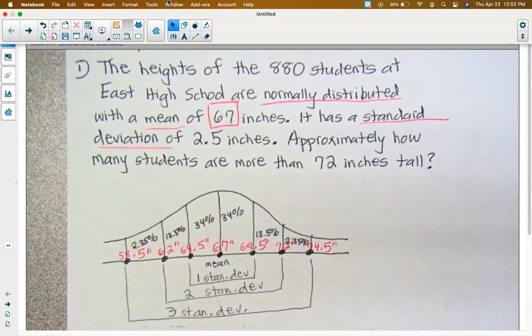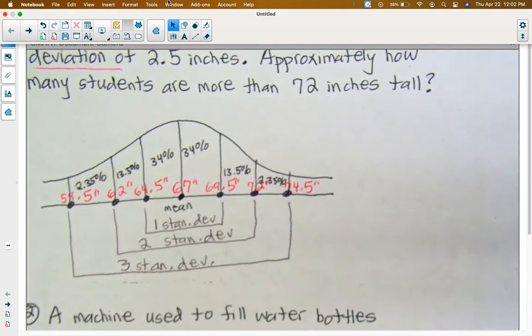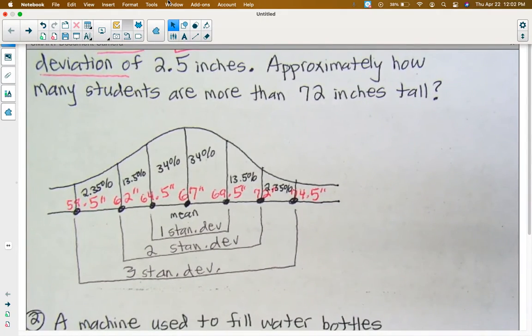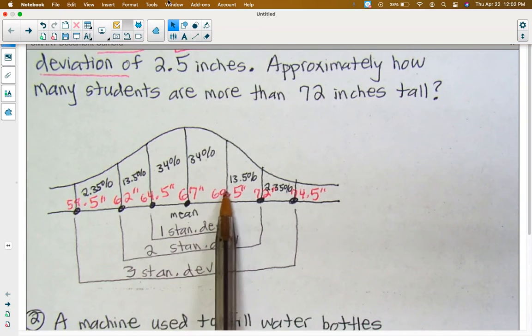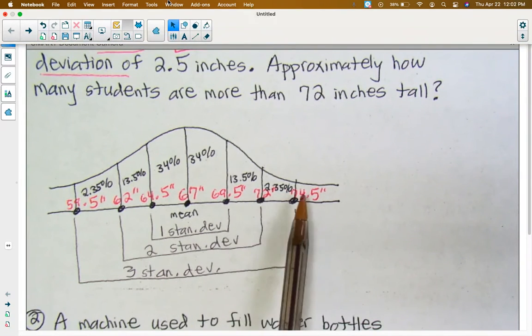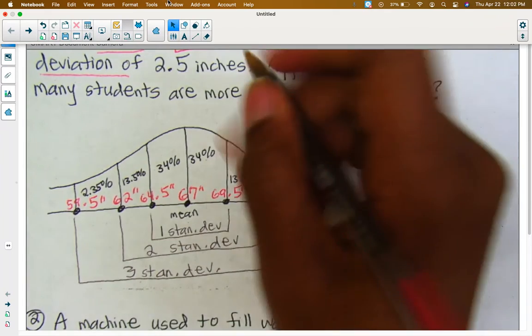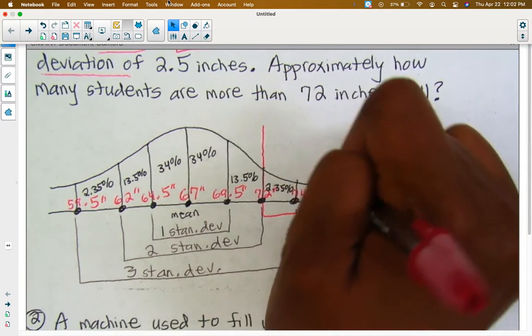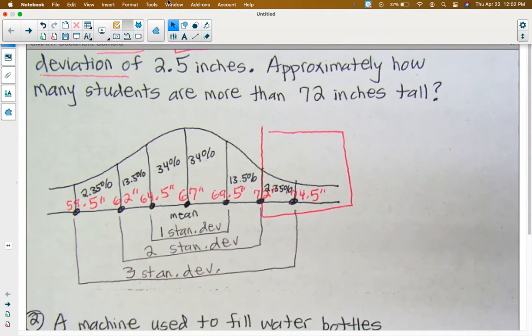Okay, and let me zoom in a little bit. So what I did in the problem: it gave me the mean, 67, so I put that in the center. And it told me my standard deviation was 2.5, so I subtracted 2.5 three times, and on the right-hand side, I added 2.5 three times. Now, the question says approximately how many students are more than 72 inches tall? I see 72 is right here, so I'm looking for this data right here.